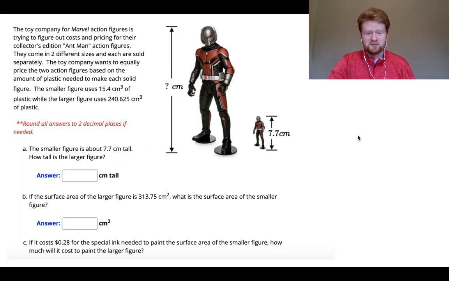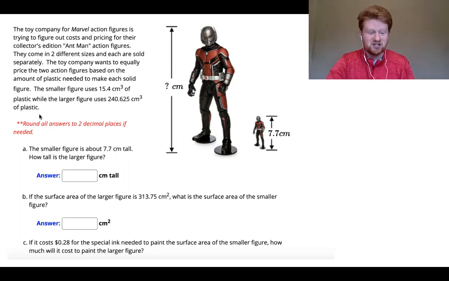So in this problem, we have two Ant-Man figures. And what the company wants to do is make all the pricing proportionate. So we're dealing with ratios here, and we have three-dimensional figures. In the problem, it says the smaller figure uses 15.4 cubic centimeters of plastic, while the larger figure uses 240.625 cubic centimeters of plastic.